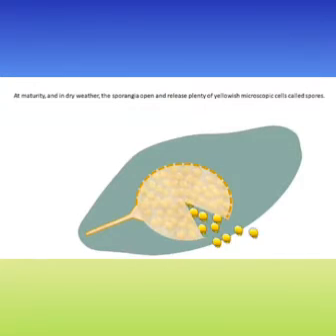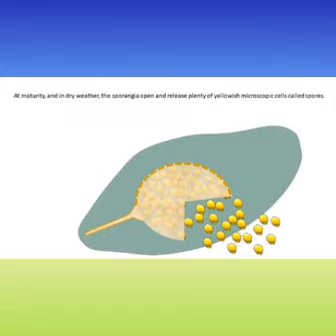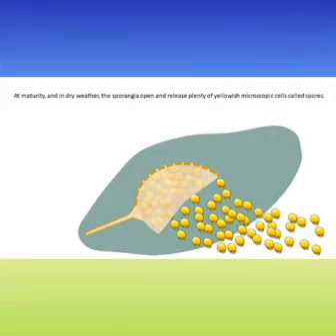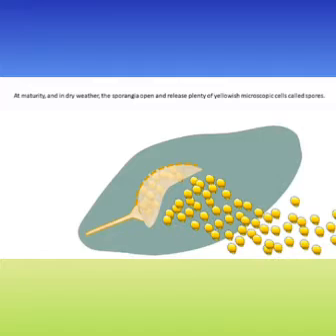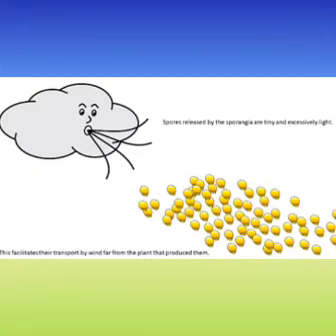At maturity and in dry weather, the sporangia open and release plenty of yellowish microscopic cells. These spores released by the sporangia are tiny and extremely light. This facilitates transport by wind far from the plant that produced them.